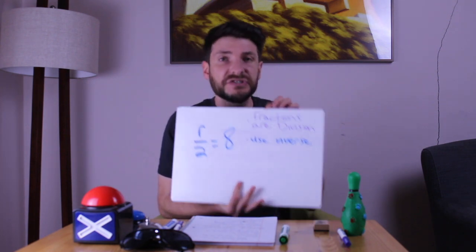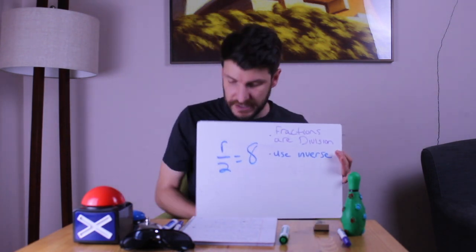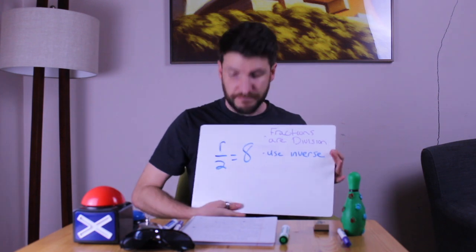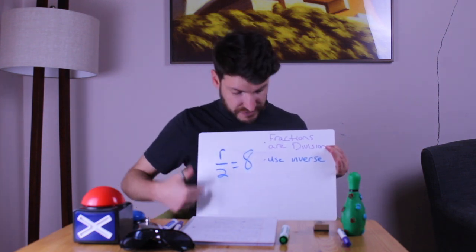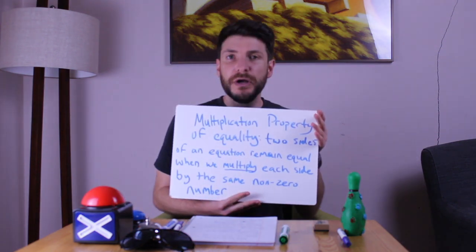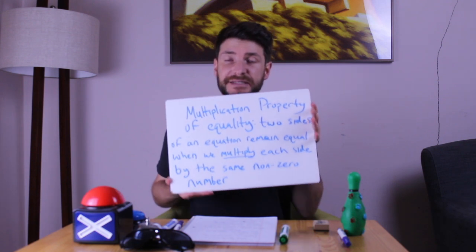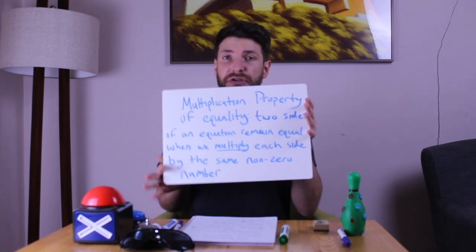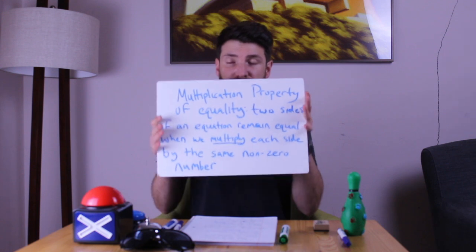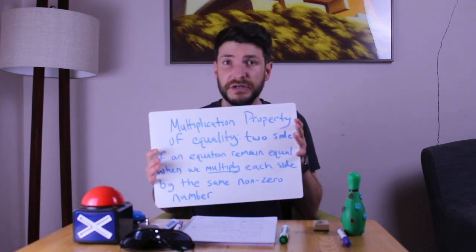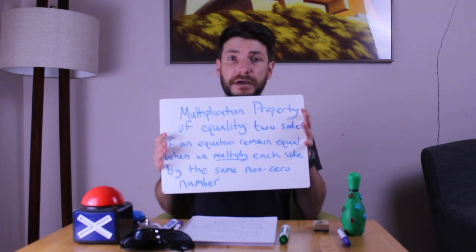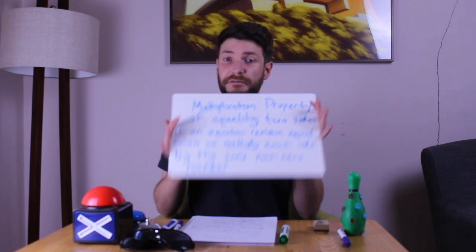Now remember that fractions are division, so we're going to write it like this instead of just r divided by 2. So when you see r divided by 2, we're going to use the inverse, and we're also going to use the multiplication property of equality, which reads as follows. It's when you multiply the same term or same number on both sides, it keeps our equation balanced. So we're going to use multiplication, which is the inverse of division, to cancel out everything and just leave r by itself.